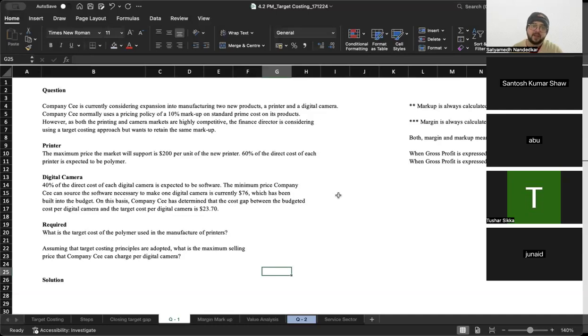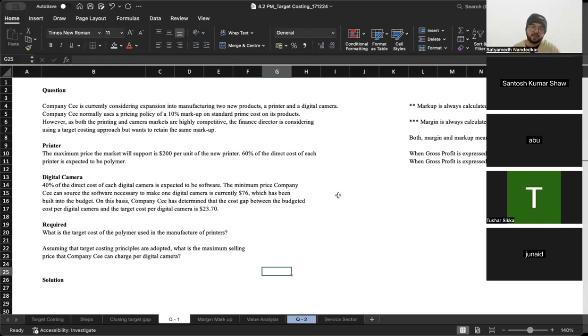Company C is currently considering expansion into manufacturing two new products, a printer and a digital camera. Company C normally uses a pricing policy of a 10% markup on standard prime cost on its product. Standard prime cost. What is prime cost? If you remember the cost sheet that we had done, prime cost is the total of all the direct cost associated with any item. However, as both the printing and camera markets are highly competitive, the finance director is considering using a target costing approach but wants to retain the same markup. Okay, same markup he wants.